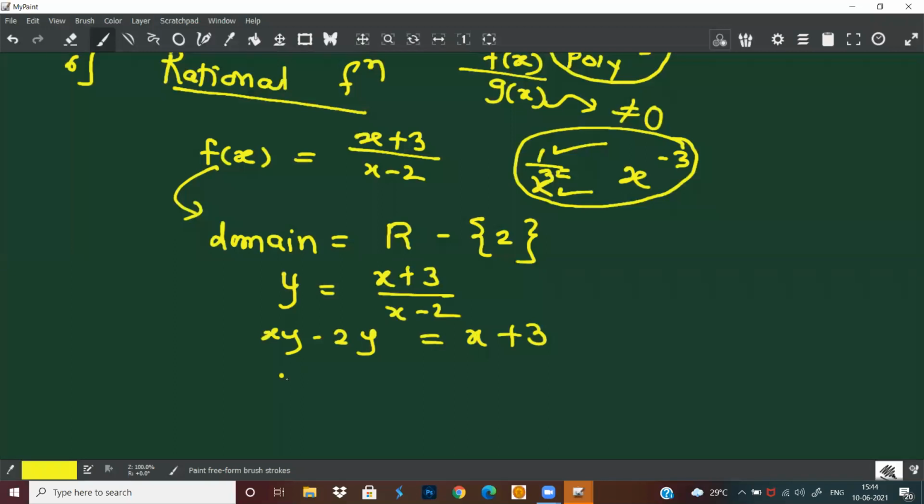करेक्ट? So xy minus y is 2y plus 3. So y taken common, x minus 1. Getting it? xy, sorry, minus x चाहिए. Okay. So x taken common, ऐसे ले लो.